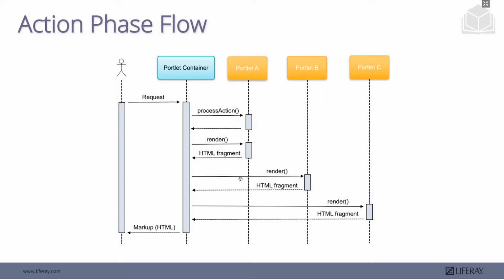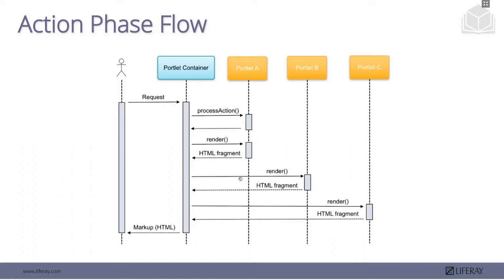So it calls the process action method, does whatever logic is within the process action method, and then it sends the response back to the portlet container. The portlet container sees, hey, action phase is done. Let's go ahead and for each portlet on the page, let's call the render phase. So portlet A, portlet B, and portlet C all go through the render phase together, or as together as we can make it. So the page refreshes, all of the portlets re-render, and then we get the markup or the HTML back at us.